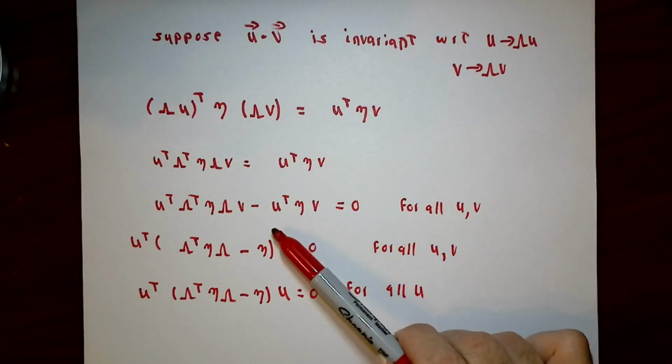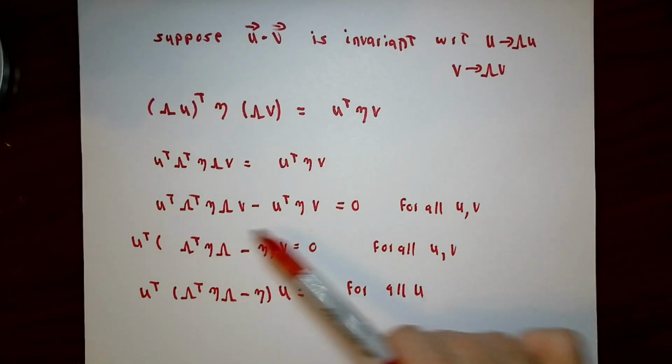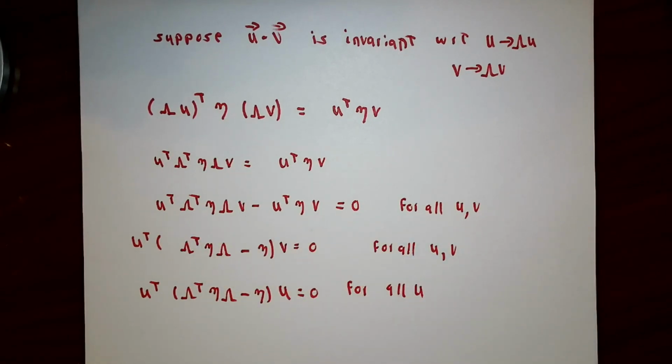Subtracting this quantity from both sides, I get that this must be 0. Matrix multiplication does obey a distributive law, so I don't feel bad about pulling the u transpose on this side out and the v on this one. Since this is true for all u and v, in particular it's true if the v and the u are the same quantity, it's not hard to see that the matrix in the middle is symmetric.